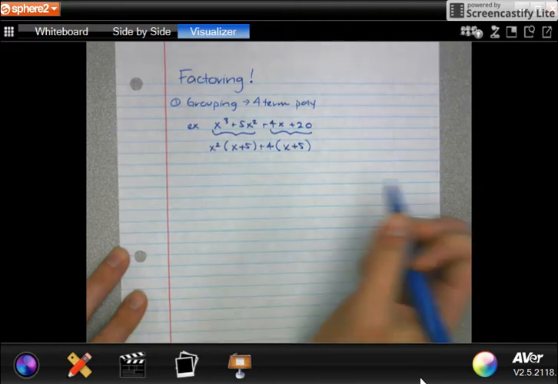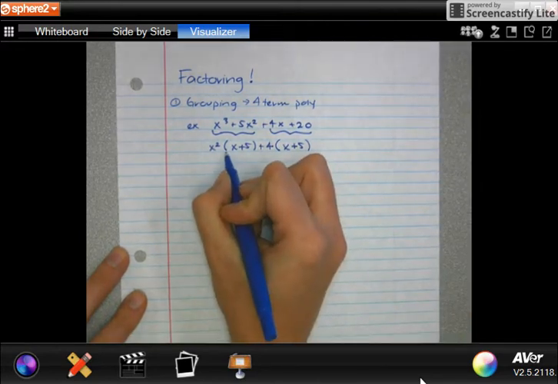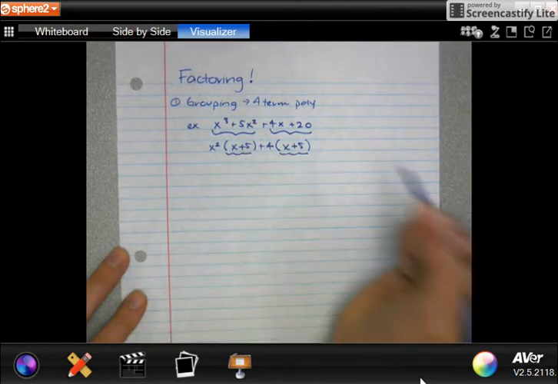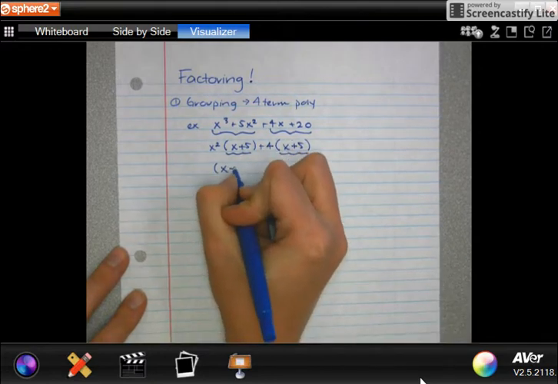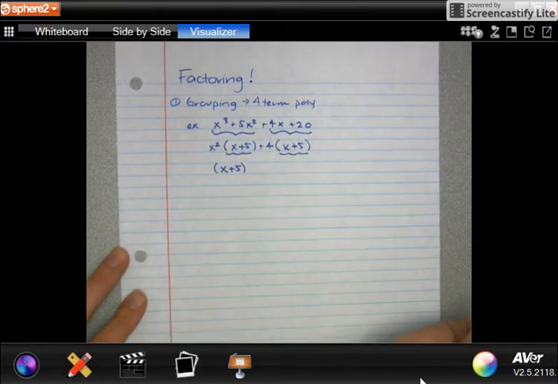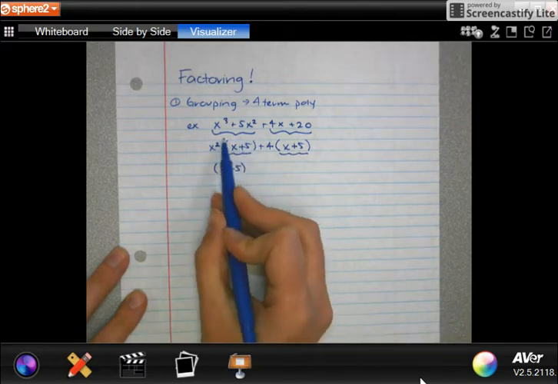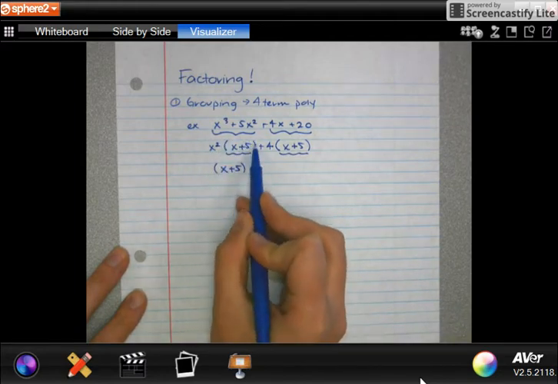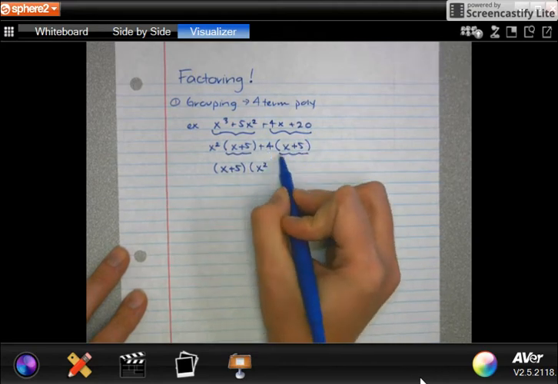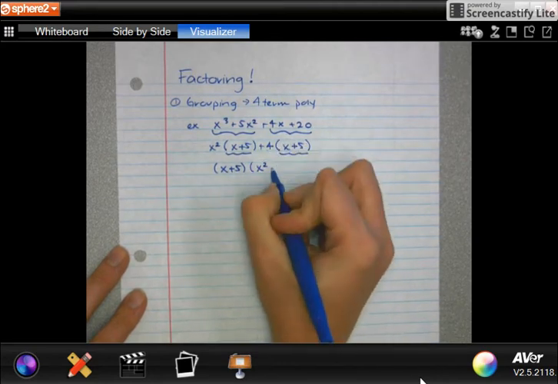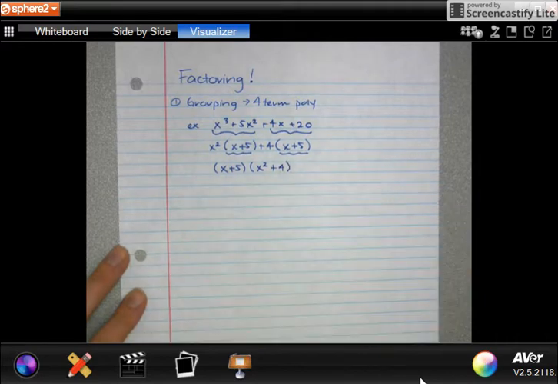Now the whole goal is that these parentheses are now the same. So basically what you're going to do is factor out an x plus 5 from each of the terms. When you factor out an x plus 5 from this term, that leaves you with an x squared. When you factor out an x plus 5 from this term, that leaves you with plus 4.